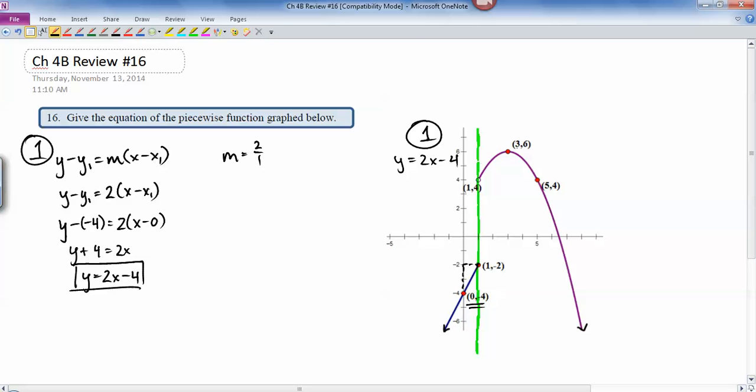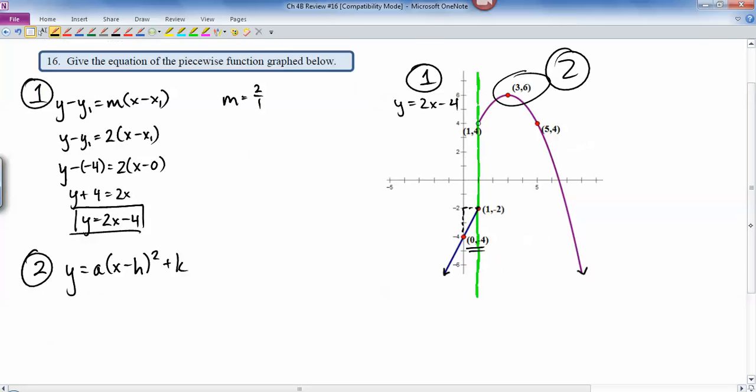On the other side of the graph, I've got this parabola. One of the things I notice is I have the vertex, so probably vertex form is good for this second section. y equals a times (x minus h) squared plus k. The vertex I can plug in right away: y is going to be a times (x minus 3) squared plus 6. I still need the a, so that's where this other point comes in handy.